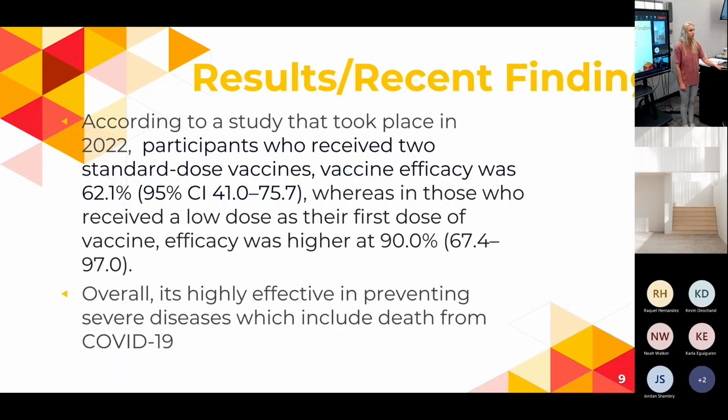Recent studies, according to a study that took place in 2022, participants who received the two standard doses of the vaccine had an efficiency of 62.1%, whereas those who received a low dose as their first dose of the vaccine had a higher efficiency of 90%. Overall, it's highly effective in preventing severe disease, which includes death from COVID-19.